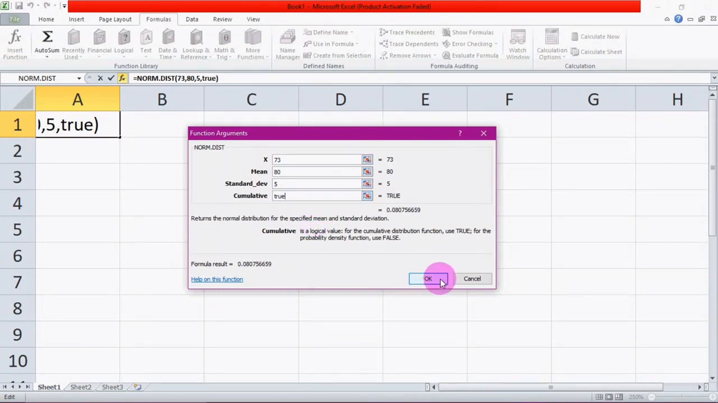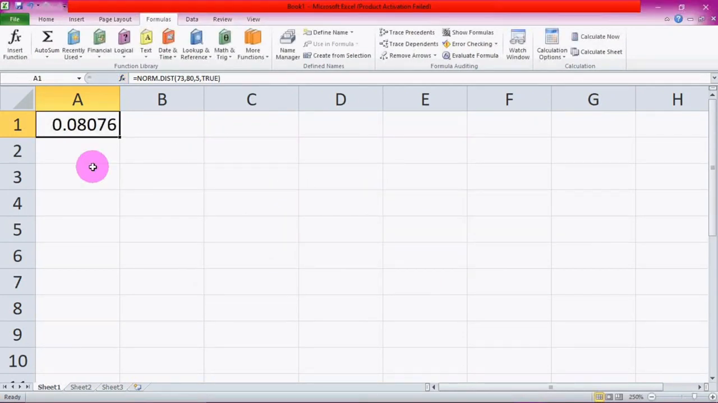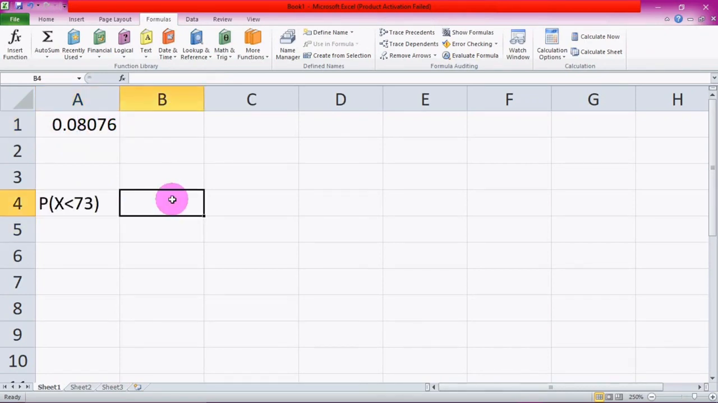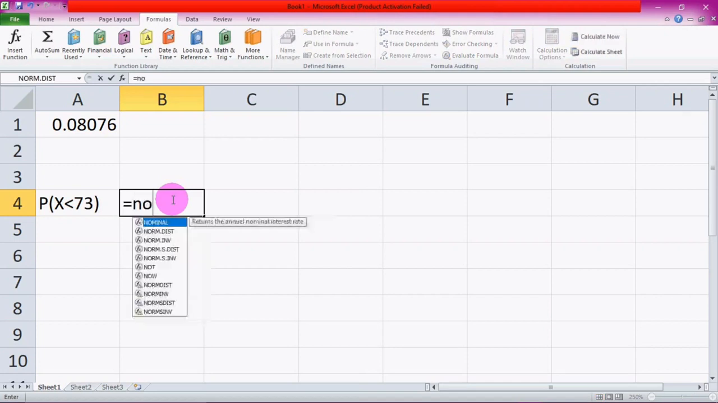Now, the resulting value is this one. 0.0808 if you're going to round this off to four decimal digits. Or, we can directly input our formula here. So our formula is equal to NORM.DIST.